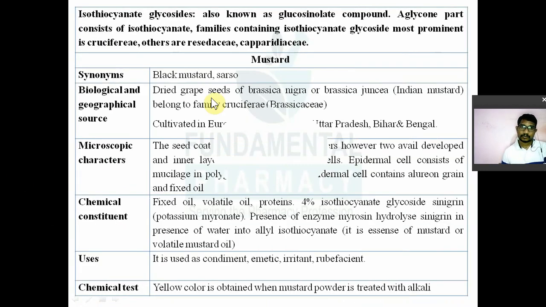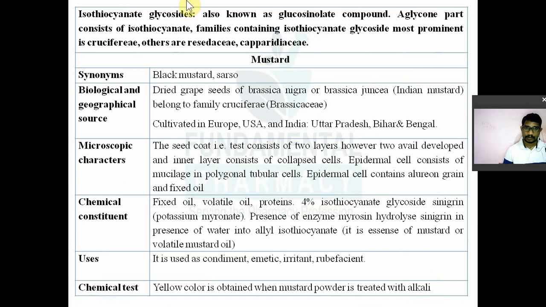One is isothiocyanate glycoside. They are also known as glucosinolate compounds. The glycone part of this isothiocyanate glycoside consists of isothiocyanate. Families containing isothiocyanate glycoside: most prominent is Cruciferae, and the others are Resedaceae and Capparidaceae. These three families consist of isothiocyanate glycoside.